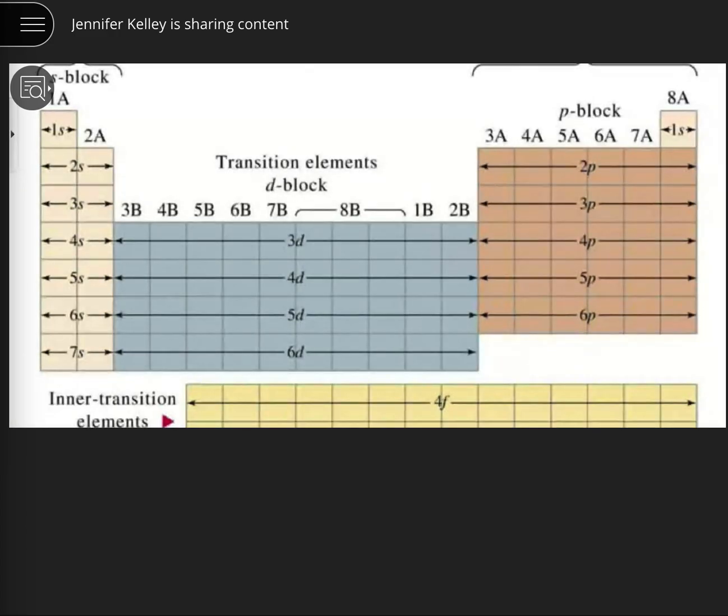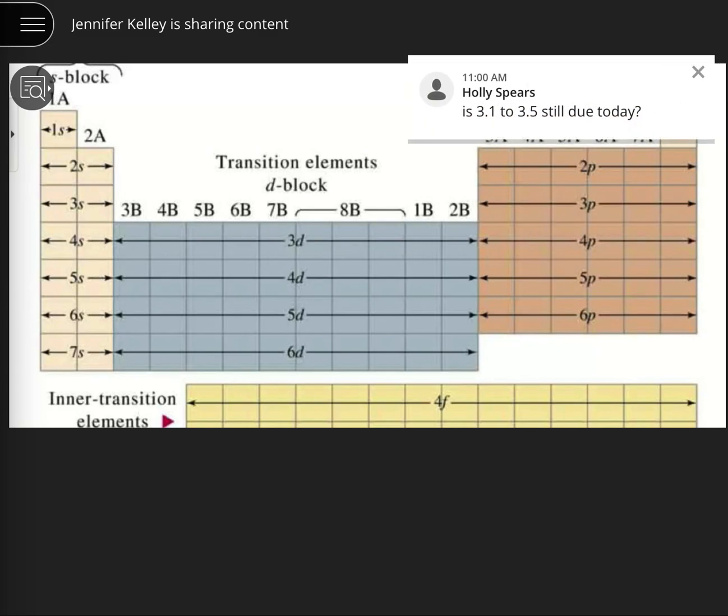But that's where we'll finish up on Monday. And then we'll go through 3.10, which literally will take me about 5 minutes. It's just talking about how big the atoms are. And that only takes a minute. And then we'll finish up with 3.11 on Monday. Any questions?